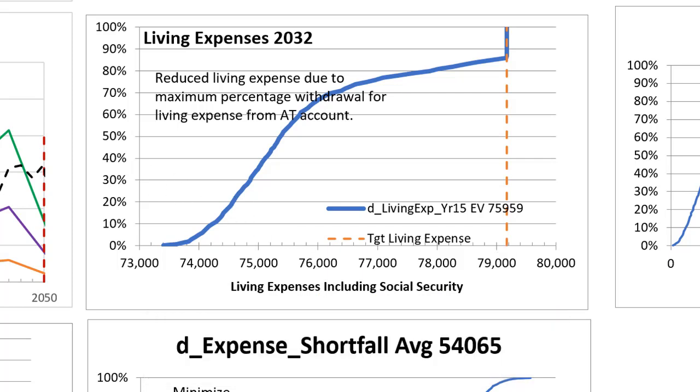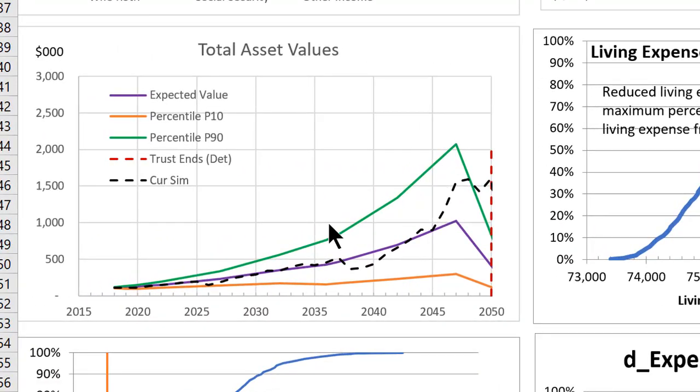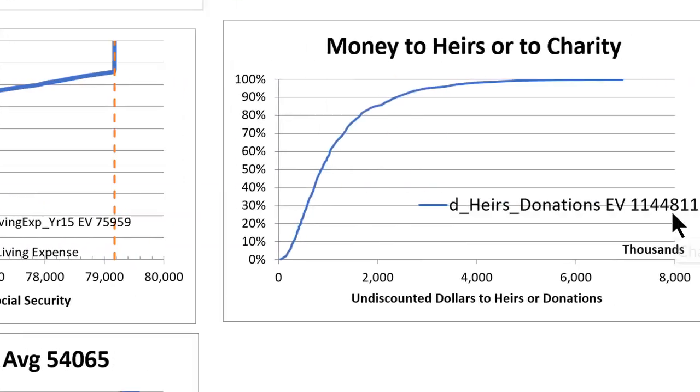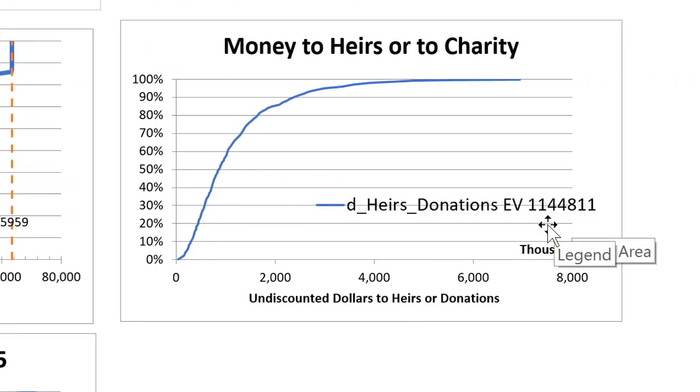Over here, it's showing my total assets and the P90, mean, and P10. This simulation 2 is kind of a moderate, in-the-middle sort of simulation. And my money to my heirs or to charity is about $1.1 million.